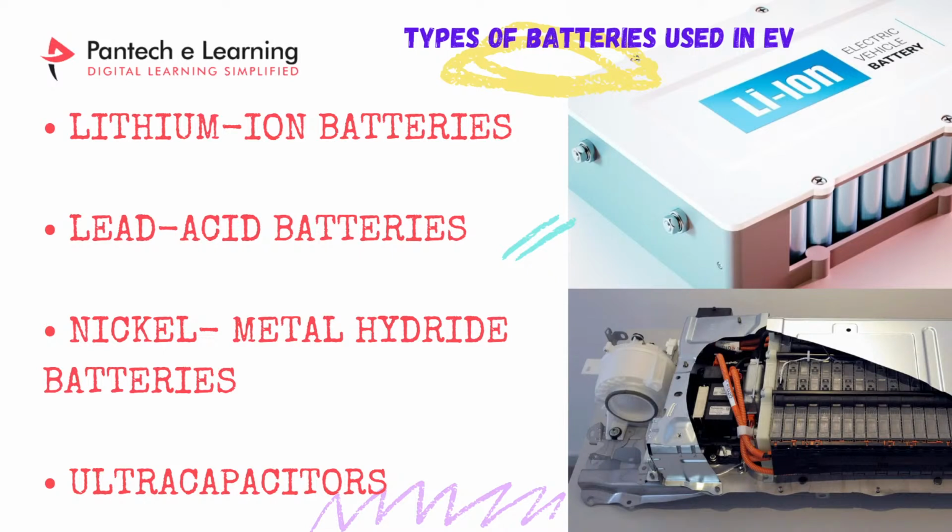Next one is the nickel metal hydride battery. What is it? These batteries are known for their durability and ability to withstand extreme conditions, making them suitable for certain applications within the electric vehicle. It has a wide temperature range. So what is that? They can operate effectively in a wide temperature range, making them useful in various climates. Nickel metal hydride batteries have been used in electric vehicles for a long time.